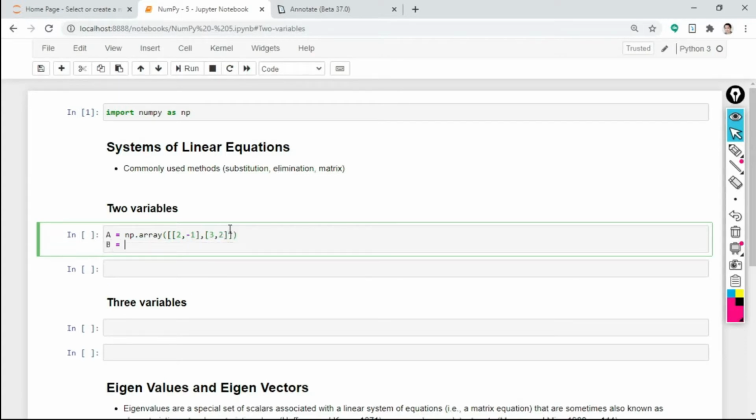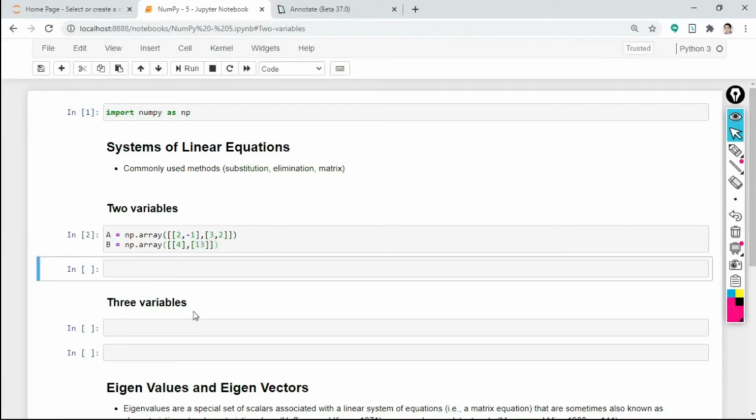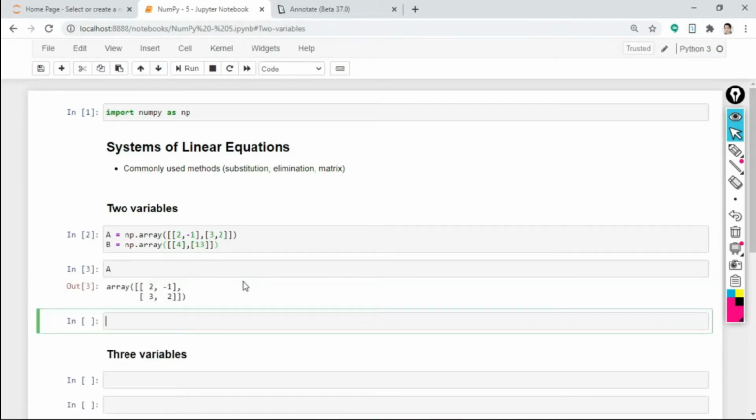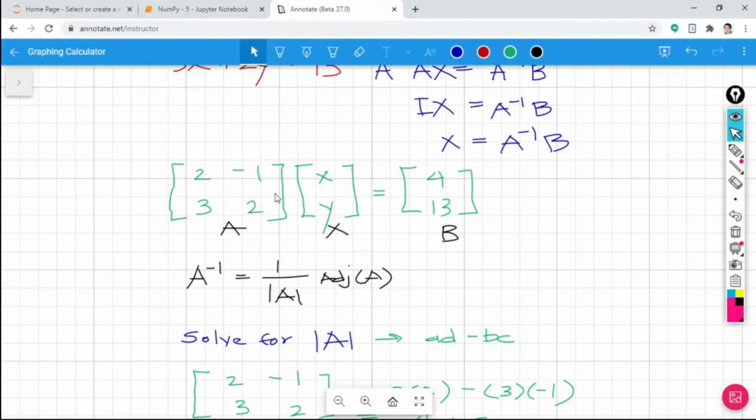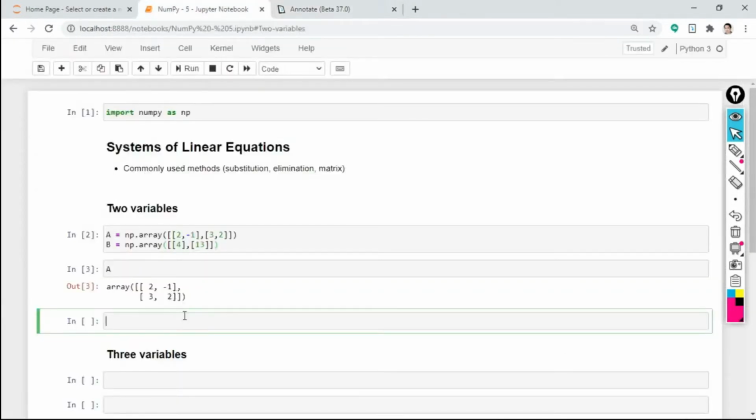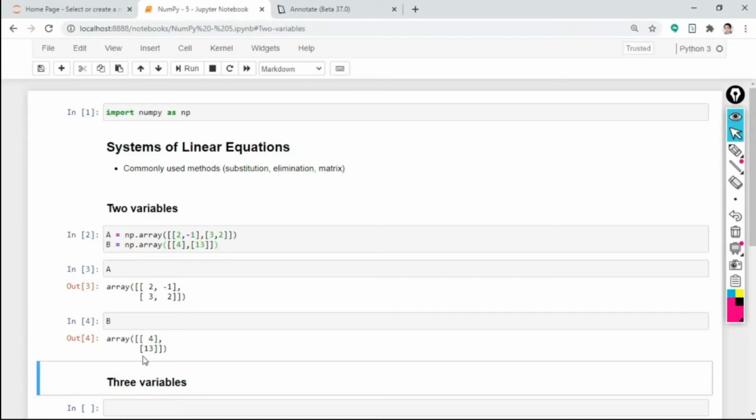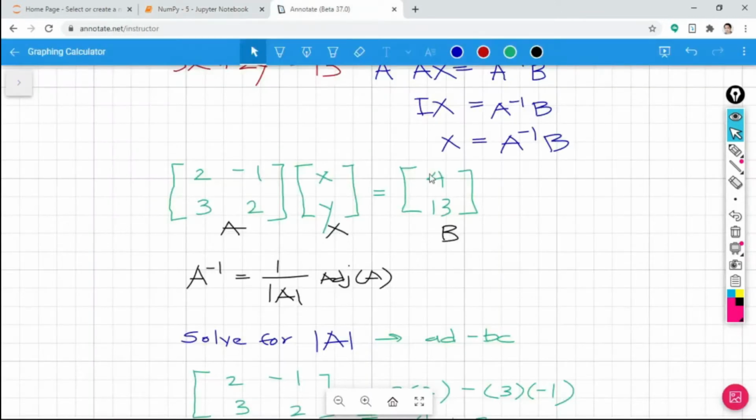So we have the B, which is the np.array. We have 4. Then we have 13. Okay. So let's check this one. So this one is the A. Okay. So 2, 1, 3, negative 2. So 2, 1, negative 1, 3, and 2. Okay. So let's check first. So this one is 4 and 13.